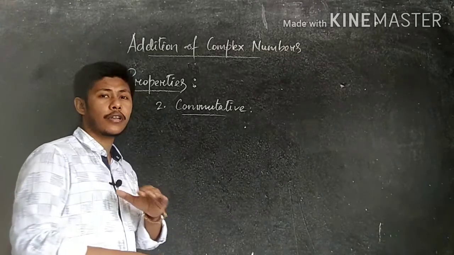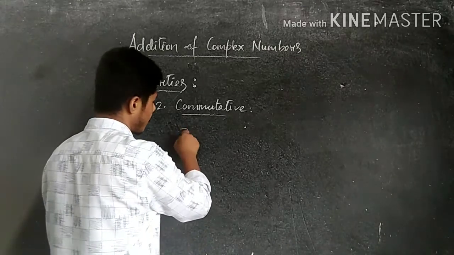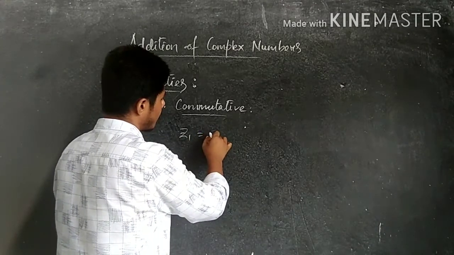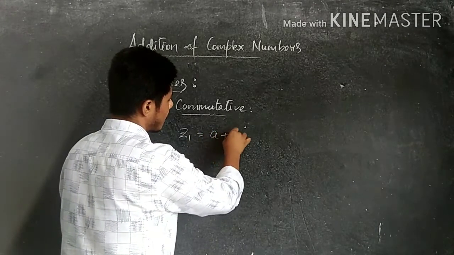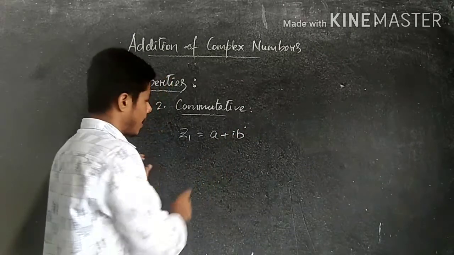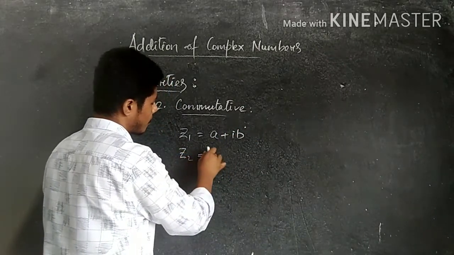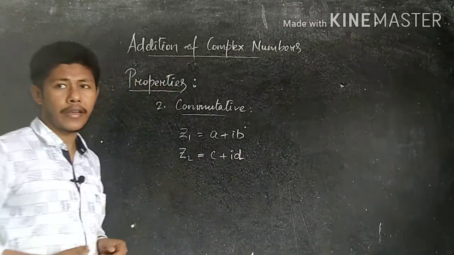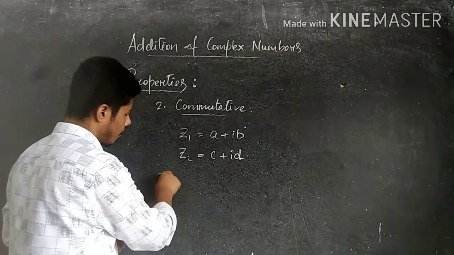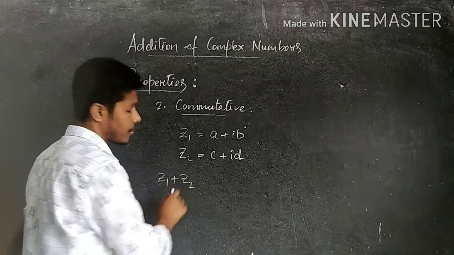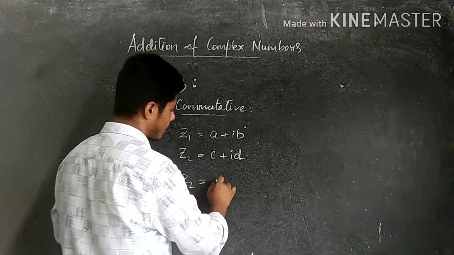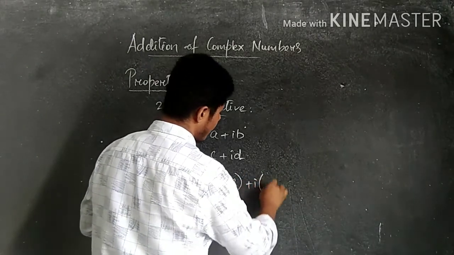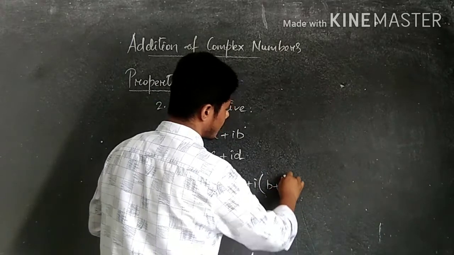Suppose we consider a complex number z1, which we write as a plus ib. Another complex number we consider, suppose z2, which we write as c plus id. Now we just have to add these two. We already know how to add, so z1 plus z2, and let's check what answer we get. We get a plus c, plus i common, b plus d.